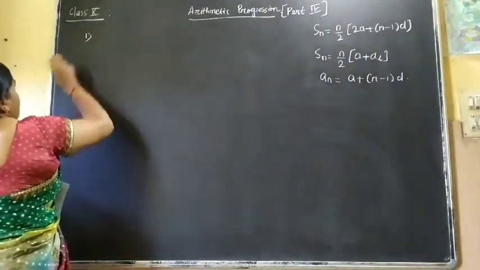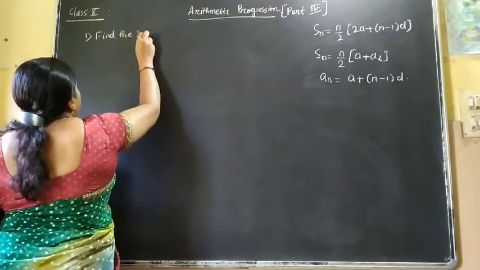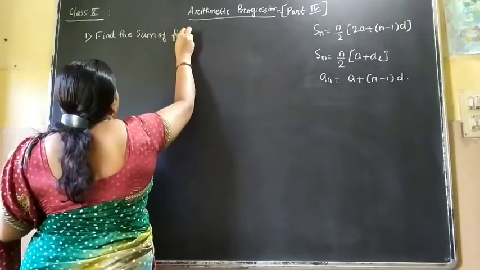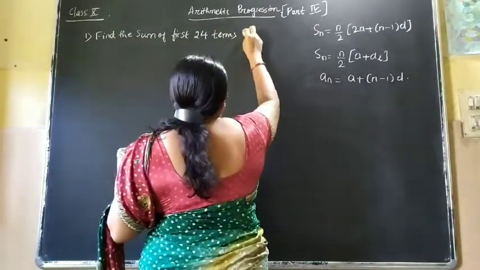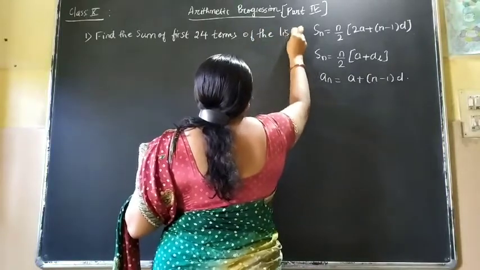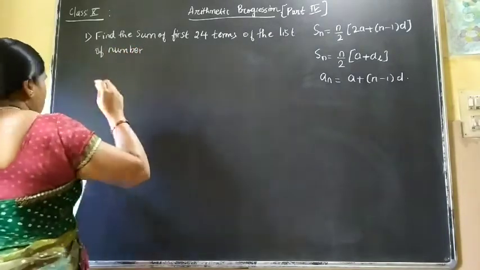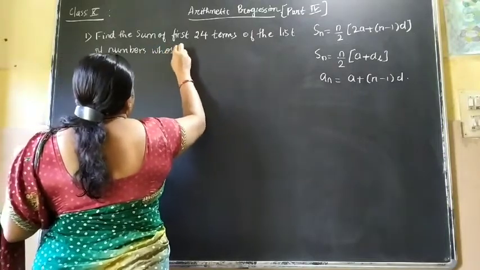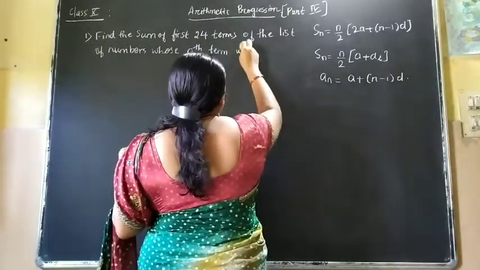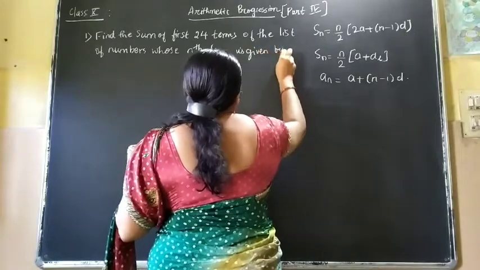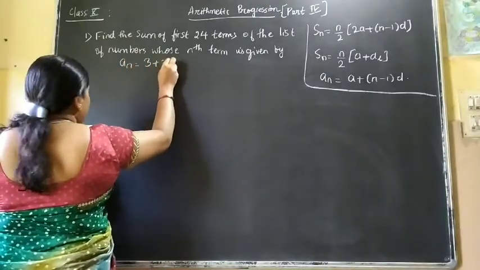So let us start with the first one. Find the sum of first 24 terms of the list of numbers whose nth term is given by an is equal to 3 plus 2n.